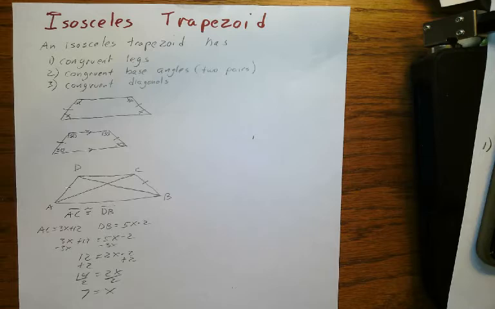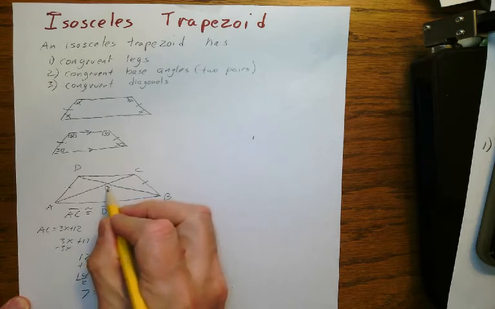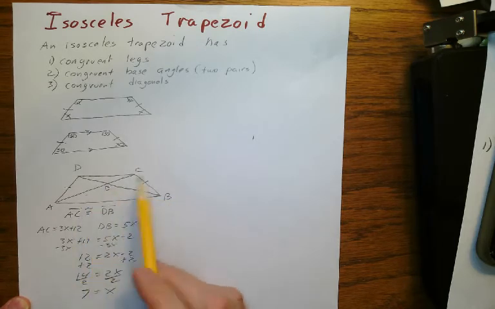What other type of quadrilaterals have congruent diagonals? If you think about the Jamaican flag, hopefully you'll remember a rectangle has congruent diagonals also. What makes the rectangle and the isosceles trapezoid different is that even though they both have congruent diagonals, only in a rectangle do the diagonals bisect each other. In an isosceles trapezoid, the diagonals do not bisect each other. So if I call that point E, AE does not equal EC. They don't bisect each other.